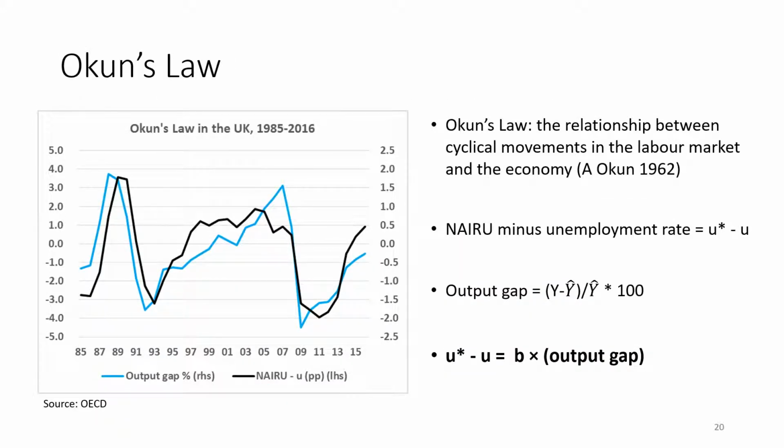What we can see is that there is a relationship between cyclical movements in gross domestic product and the unemployment rate, and this relationship is known as Okun's law. Basically, whenever short-run output or the output gap is positive, then the unemployment rate will be lower than the NERU. And when short-run output or the output gap is negative, the unemployment rate will exceed the NERU. The chart on the left-hand side shows some data for the UK demonstrating how cyclical movements in GDP and the labour market do in fact coincide.